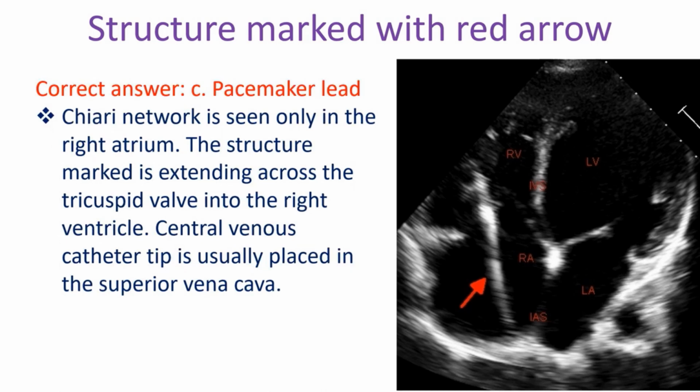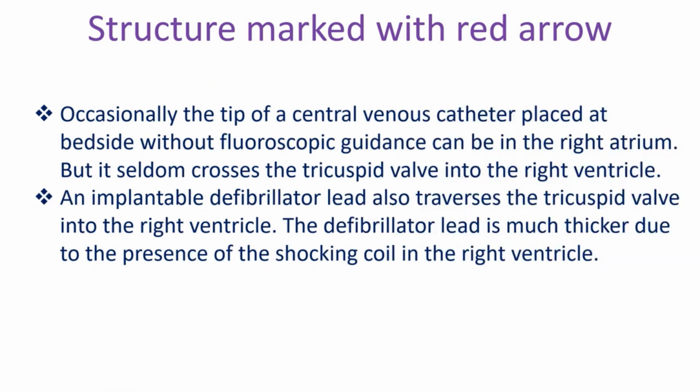Chiari network is seen only in the right atrium. The structure marked is extending across the tricuspid valve into the right ventricle. Central venous catheter tip is usually placed in the superior vena cava. Occasionally, the tip of a central venous catheter placed at bedside without fluoroscopic guidance can be in the right atrium, but it seldom crosses the tricuspid valve into the right ventricle.